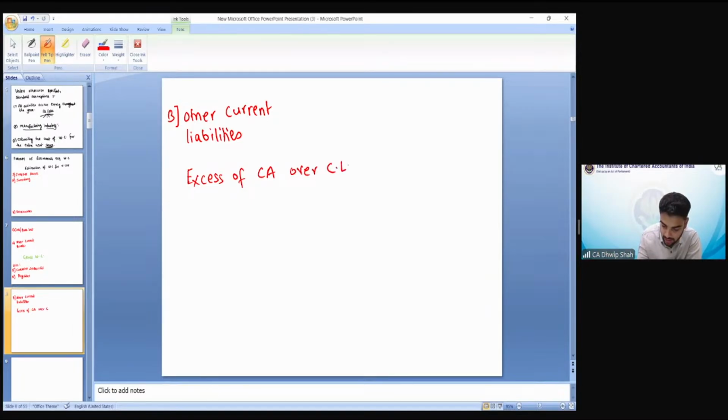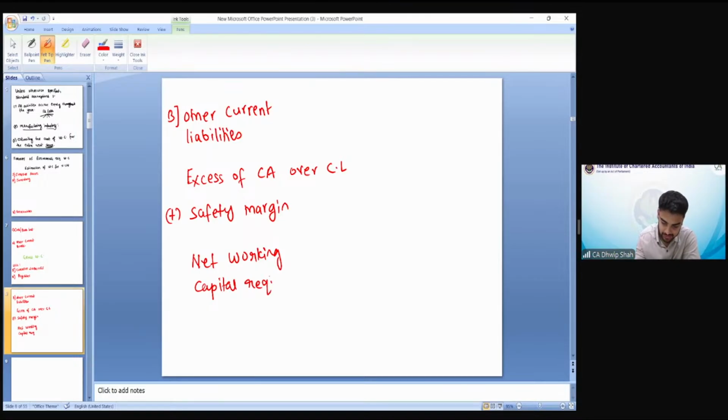over current liabilities. And to this, very important, we add safety margin. After adding safety margin, the resultant figure is called net working capital required. 2%. What is 2%? Safety margin. Now, what is safety margin?